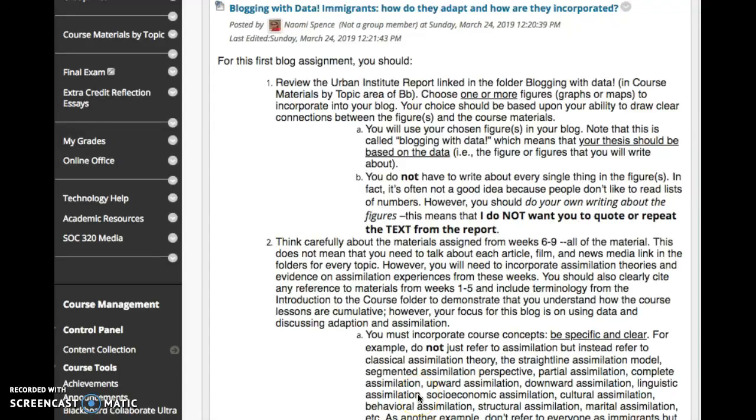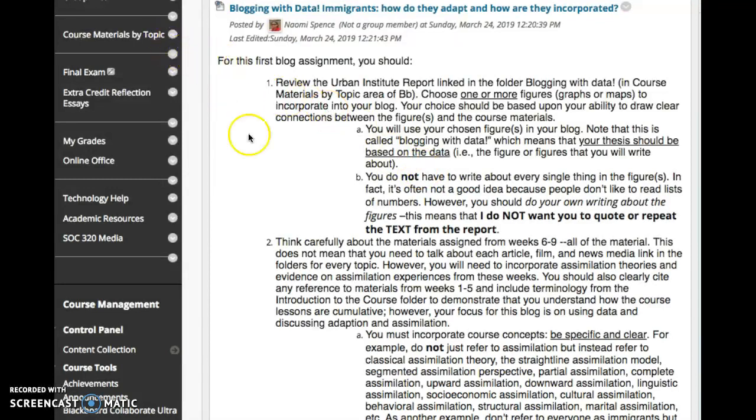For this blog assignment, you're going to be working with data. The data are quantitative data. It's relatively basic information. You'll see in a moment when I click over to that report. But there's a recent Urban Institute report that I've given you to work with. And so everyone has the specific set of instructions in your blog area.